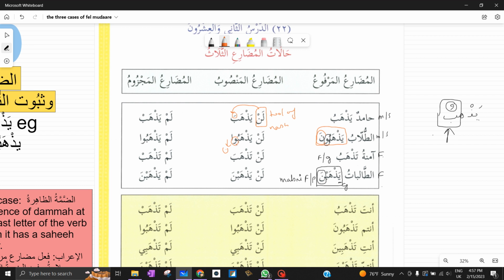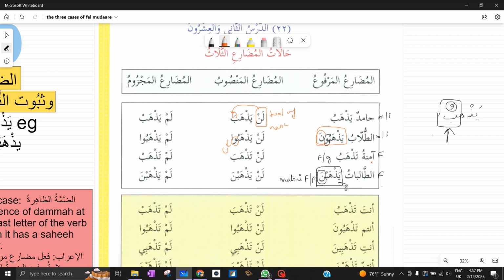Due to this damir only, you will know how many persons have gone. If it gets deleted, how will you recognize how many people are being spoken of? So it does not delete. Remember, the extra noon gets deleted every time, not the damir. And in this case, waw al jama is the fa'il, the damir.